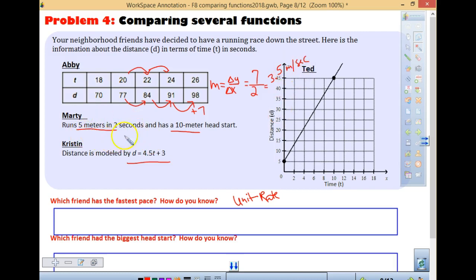What is Marty's going to be? If we take 5 and divide by 2, we get 2.5, right? 2.5 meters per second. Kristen is what? As you look at the equation, what do you see? Because her rate is what?